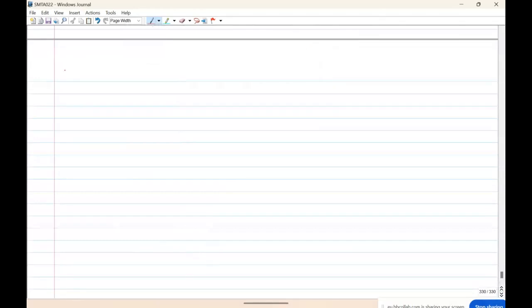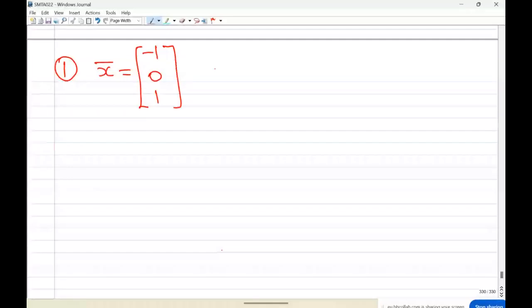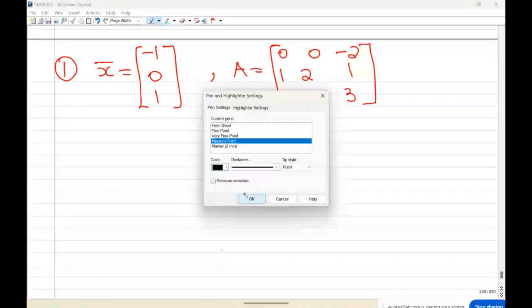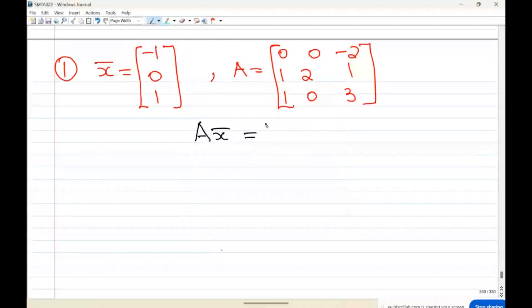Let me change and put number 1 as your x bar equal to -1, 0, and then 1. And then we remain with our A as 0, 0, -2, 1, 2, 1, 1, 0, and then 3. Is it fine? So in order to check, same question, you are going to have your Ax equal to lambda x, vector x.